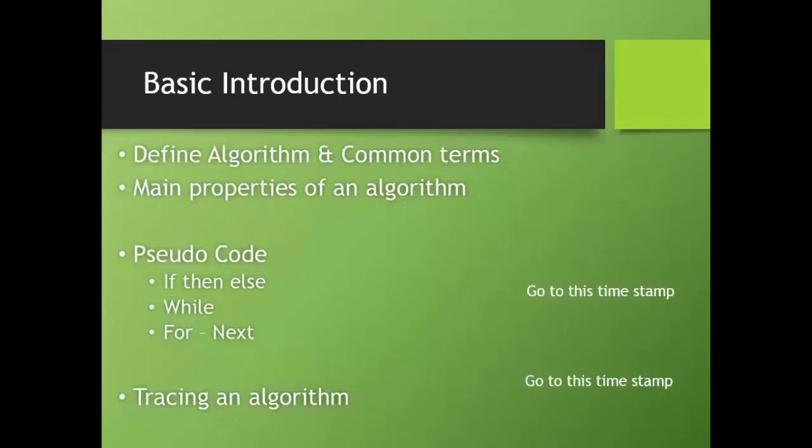For that reason, this presentation will define the word algorithm and all the common terms you might hear. I'll go over the main properties of an algorithm. I'll introduce pseudocode, and primarily today I'll talk about the if-then code, the while-do loop, and the for-next loop. And I'll also show you how to trace through an algorithm. Now, I'm going to provide two different timestamps. You can either try this timestamp if you want to go to the pseudocode section on if, then, while, or for next. I will also give you a timestamp here if you want to just jump right to the very end where I talk about tracing an algorithm.